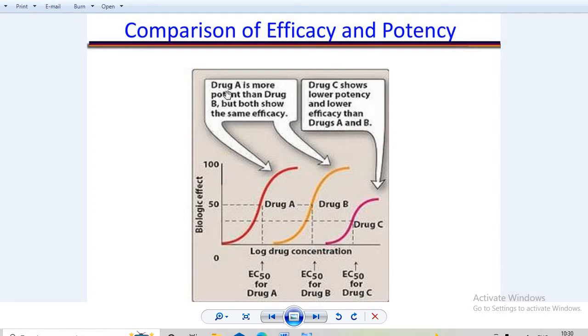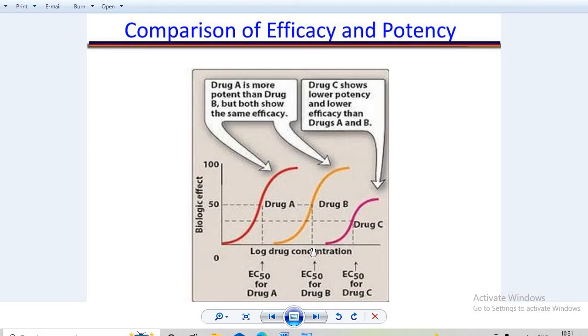Here they have also mentioned that drug A is more potent than drug B, and drug C shows lower potency, lower than both B and A. So I hope you are clear with the definition of potency: the dose which is required to produce 50% of the maximum biological response of any drug. Clear with the definition? Now let's discuss what is efficacy.